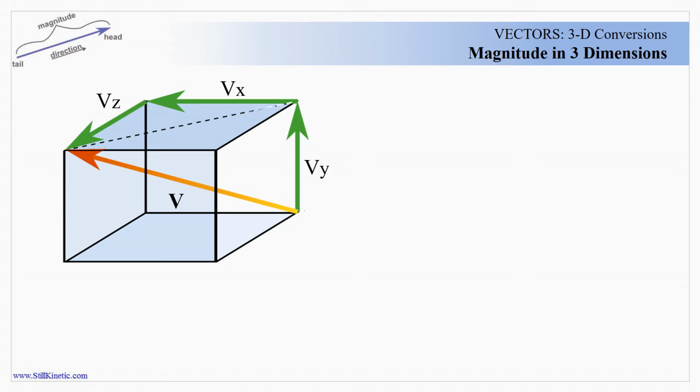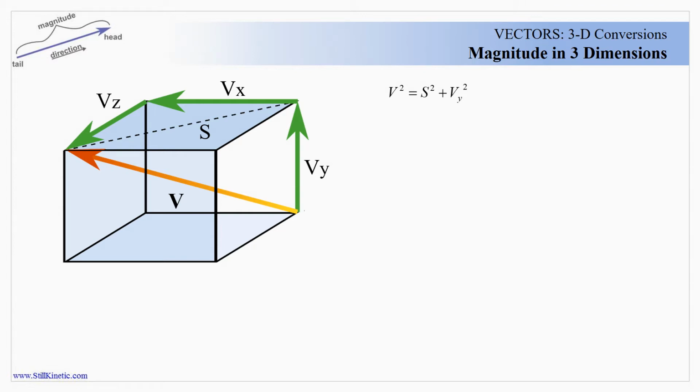Now what we're going to do is name that diagonal dashed line S. We know that the magnitude of v, based on what we've already learned and based on straightforward trigonometry, can be found by applying Pythagoras to vy, s, and v. So the square of the magnitude of v is equal to the square of the magnitude of s plus the square of the magnitude of vy.